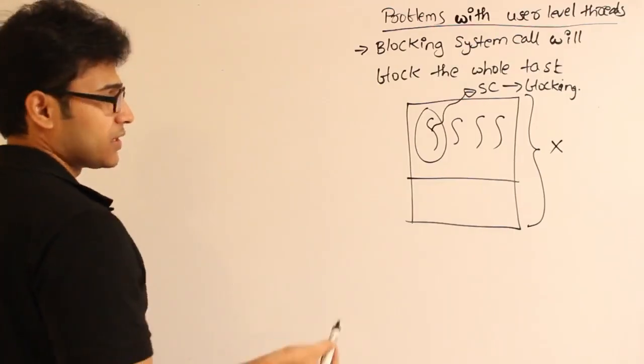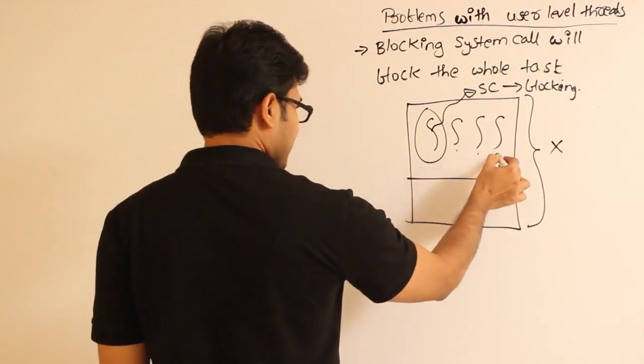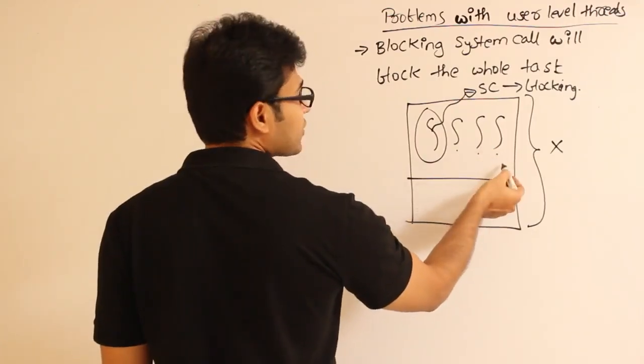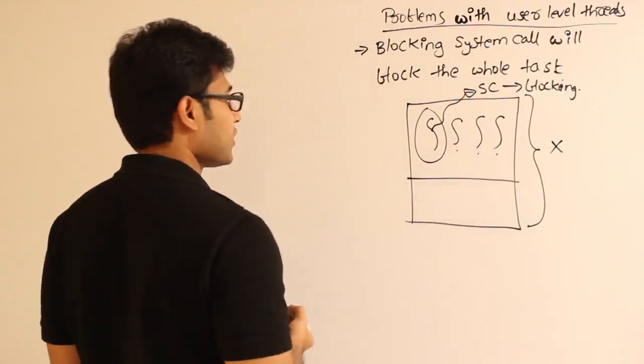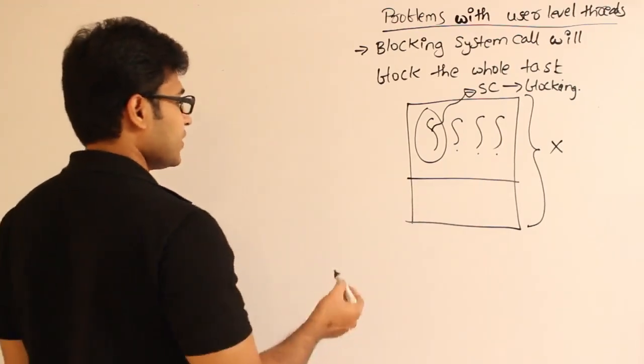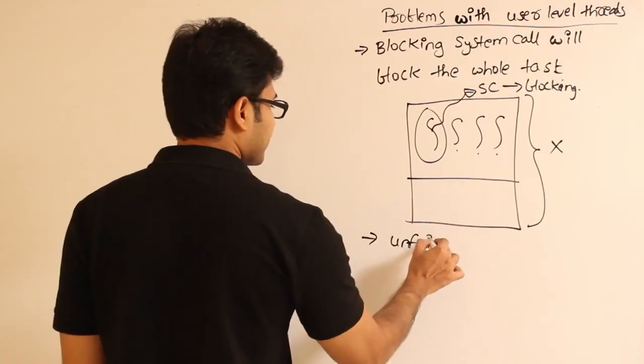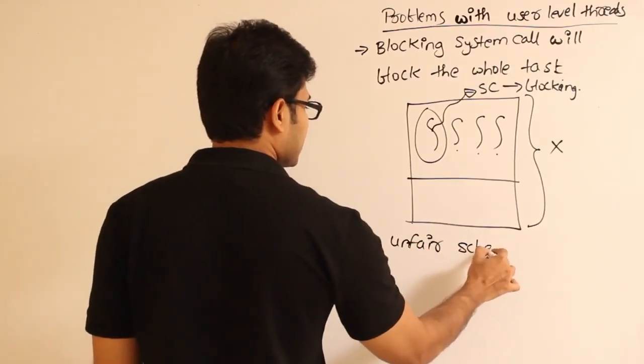Because of which you can clearly see that even though the other threads have no problem, they also are going to suffer because of this particular block, right? That is the disadvantage of user level threads. That is one disadvantage. And the other disadvantage is unfair scheduling.